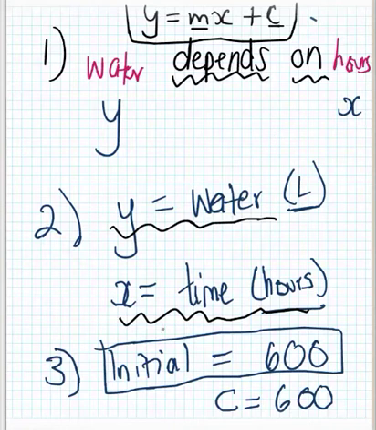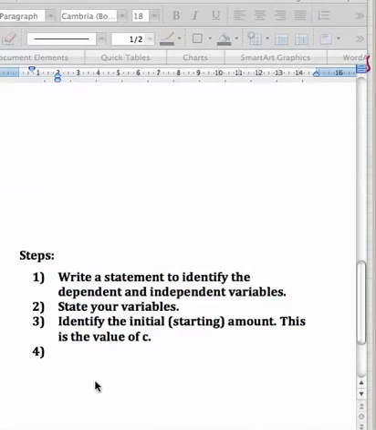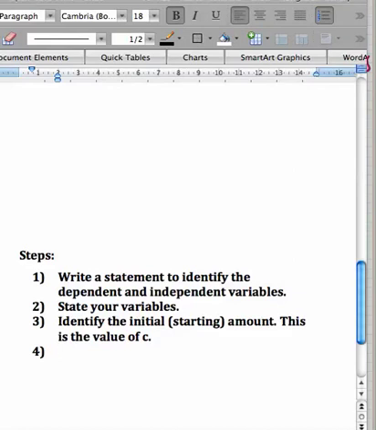Now, with our third step, I just added this bit in there: to identify the initial or starting amount, this is the value of c. Now, our fourth step can be to find or calculate the gradient.